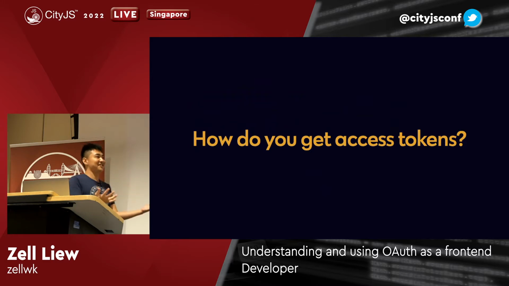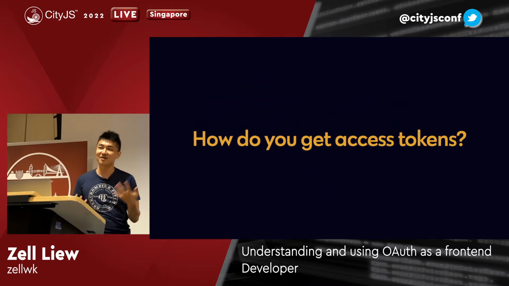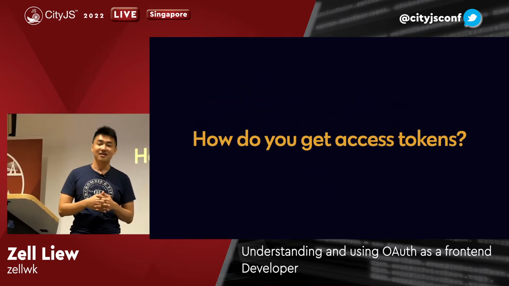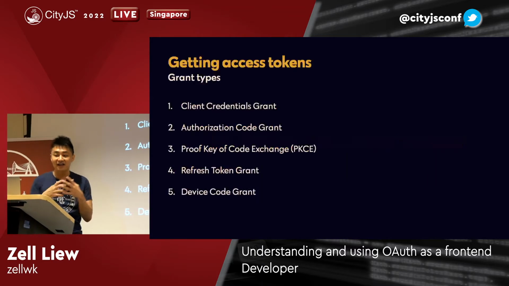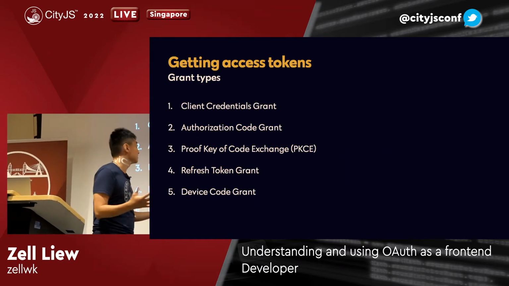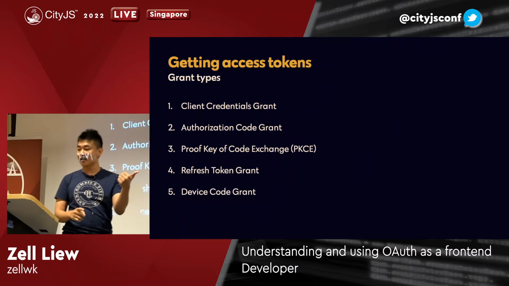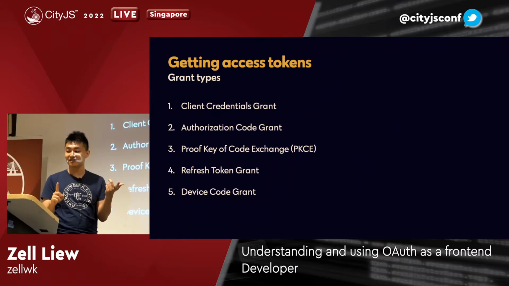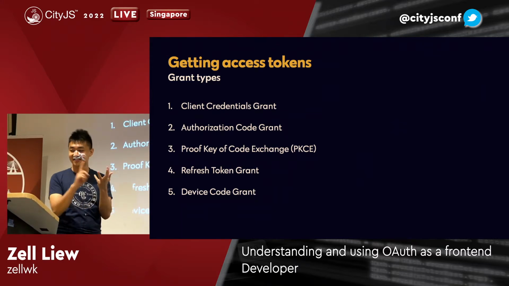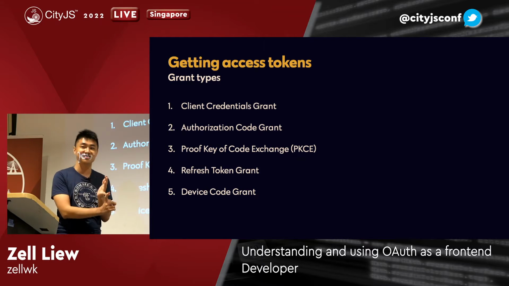Now, how do you get access to these tokens? We've been talking about tokens and tokens and tokens. Well, under OAuth, there are 5 ways to get these access tokens. That is client credentials grant, authorization code grant, proof key of code exchange, refresh token grant, and device code grant.